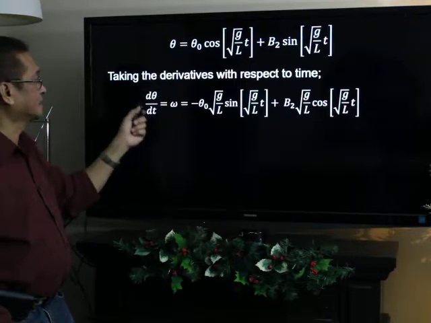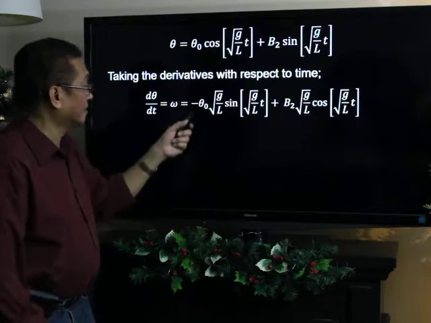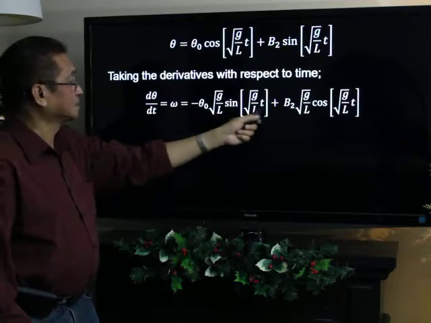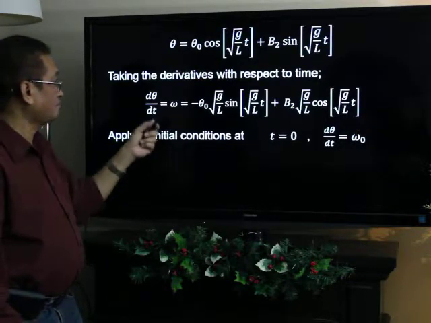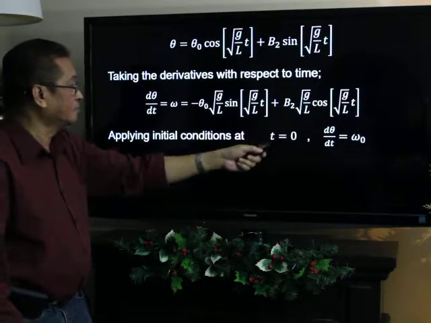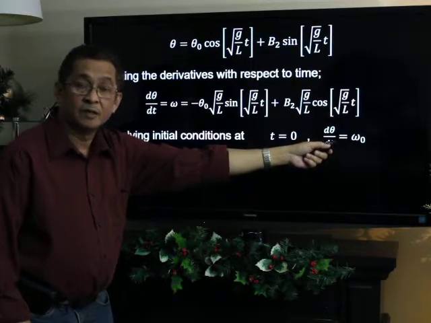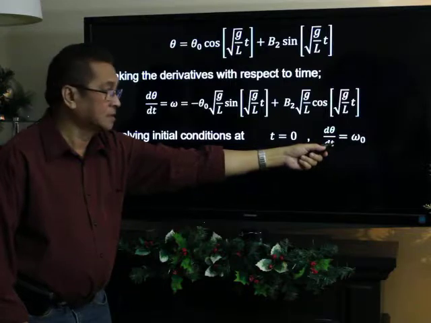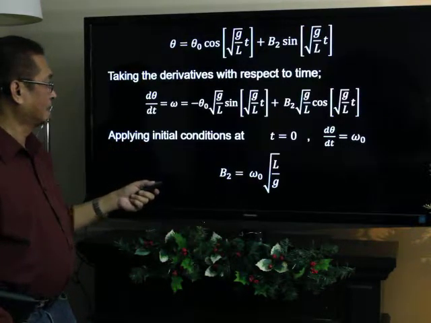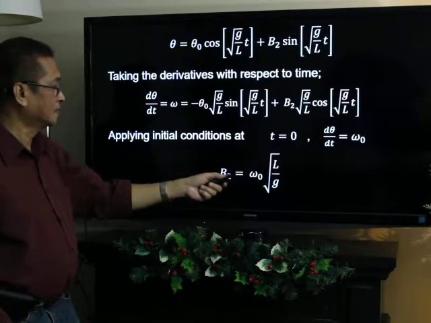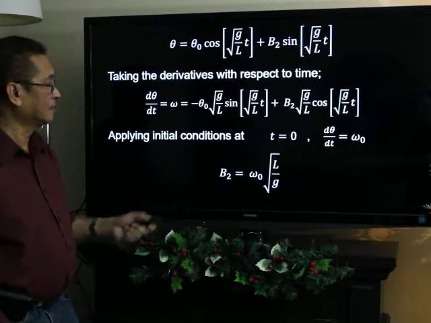Taking the derivative with respect to time, the first derivative of theta with respect to time, which is equal to the angular velocity, we have this expression here, and that will be at t equals 0. The first derivative of theta with respect to time is the initial angular velocity, omega at 0. And you have b sub 2 is equal to omega at t equals 0 times the square root of L over g.